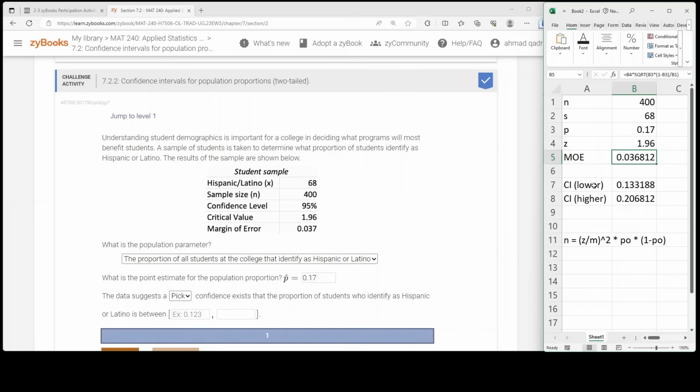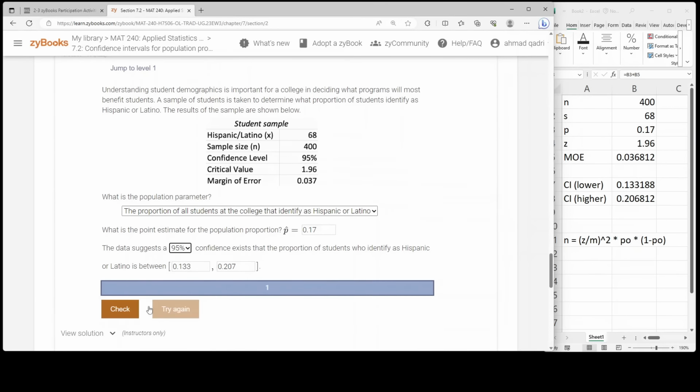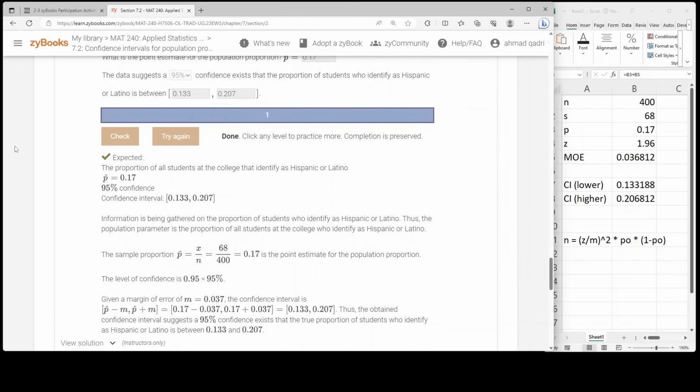And then the confidence interval is sample proportion minus the margin of error for the lower value, and for the higher value it's sample proportion plus the margin of error. So let's enter these values here. So 133 is the lower value and 207 is the upper value or the higher value. Now we need to pick what confidence level we're working with, and it's 95%. And so this is the correct answer.